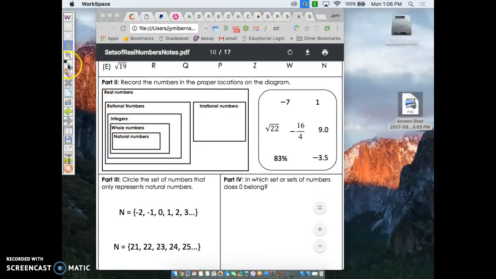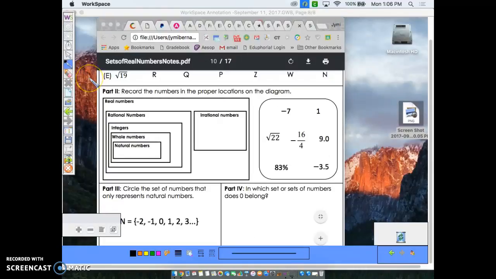Below that, it says record the numbers in the proper location. So these are the numbers we're looking at. And -7 is an integer, so it's going to go right there. You don't have to fill it in rational numbers or real numbers. You just put it in the innermost box in the Venn diagram. So go ahead and do the rest of these. Put them where they belong.